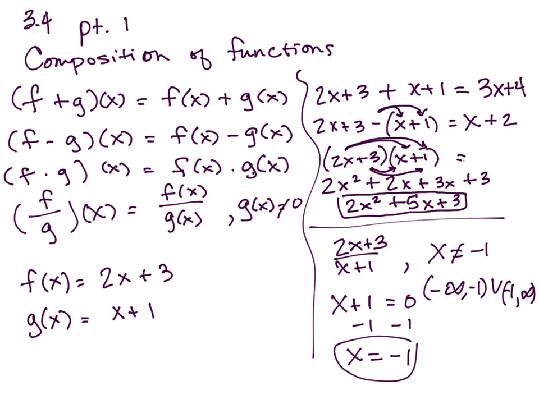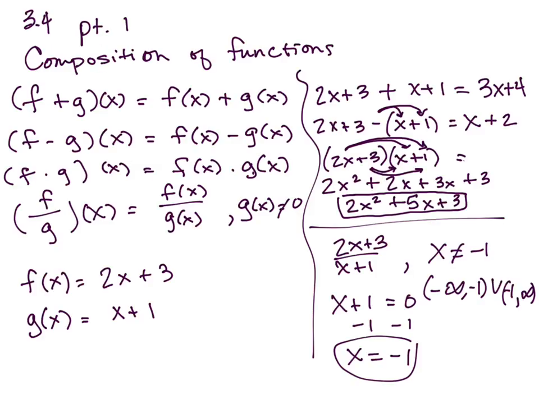Okay, so all we're doing here is we're taking two functions and we're manipulating them. Playing with two functions at once. Okay, so let's go on. This is going to be example 1. Negative infinity to negative 1, and then negative 1 to infinity.